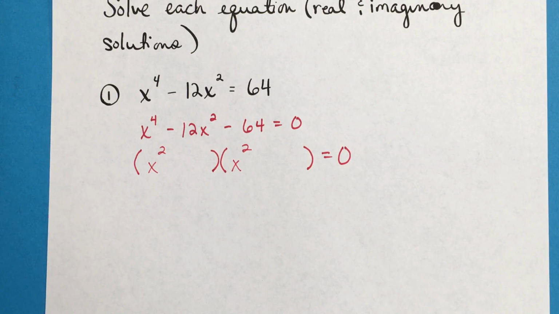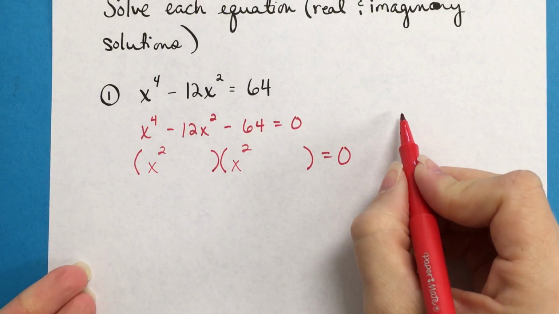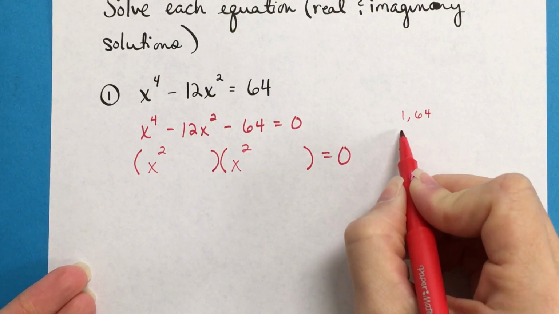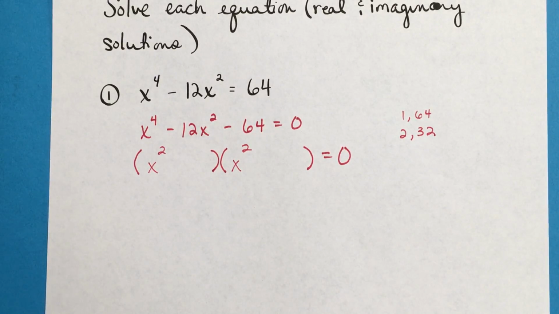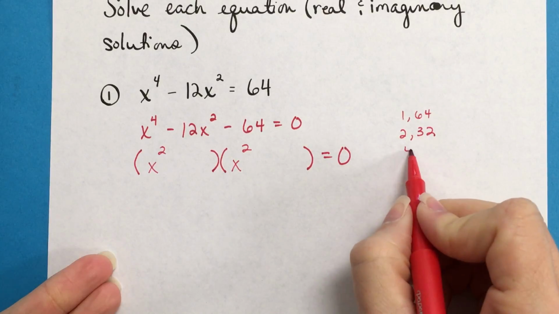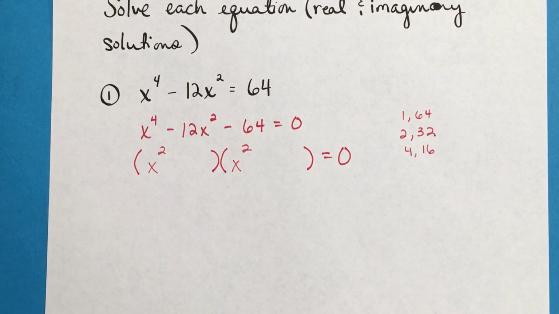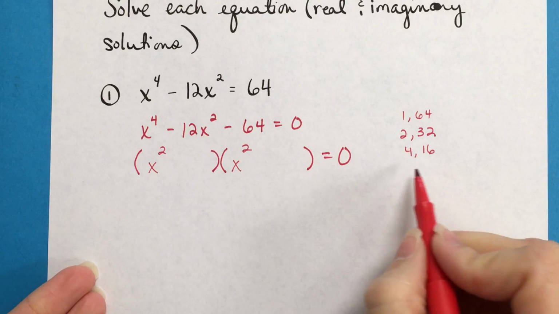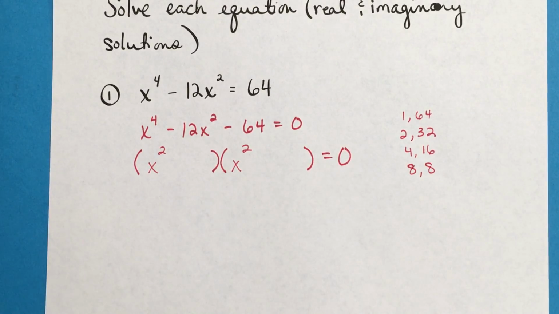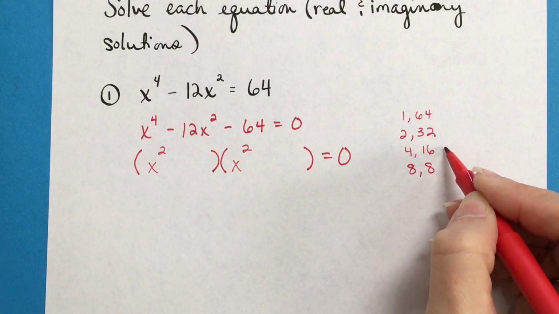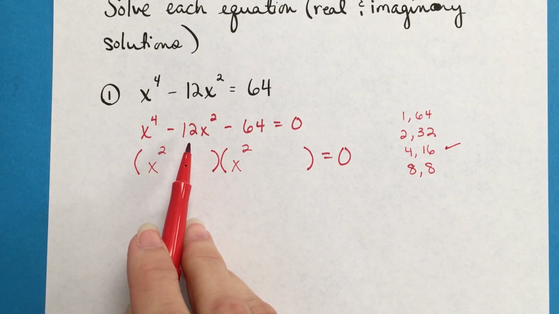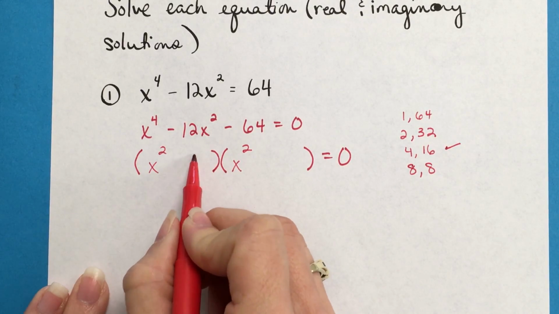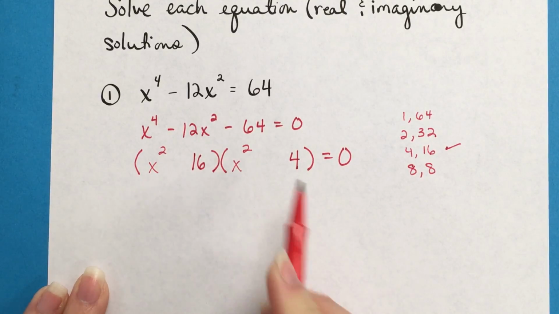Of course, there's several options when it comes to 64. You've got 1 times 64, 2 times 32. Let's see, 4 will go into it 16 times, 4 times 16. Of course, 8 times 8. Okay, so that's your choices. And the actual choice that you're going to need to use is going to be the 4 times the 16, because we are trying to get a negative 12 in the middle here. So go ahead and put in your 4 and your 16.